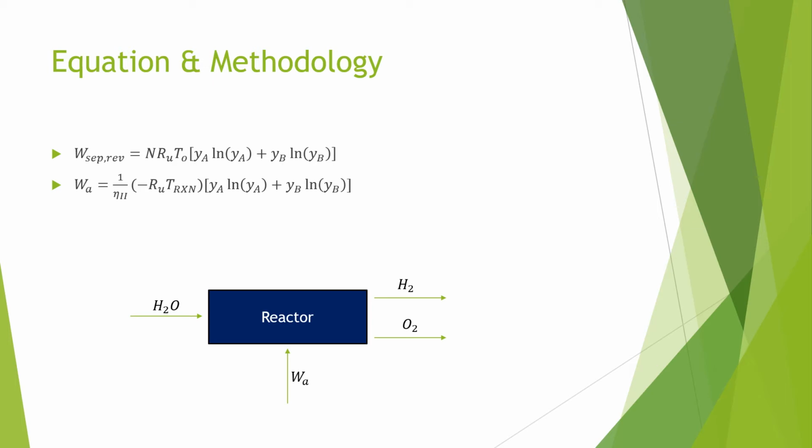Next, we multiply that by the reactor temperature in Kelvin, and then we multiply it by this quantity where Ya is the mole fraction of the first substance, and then Yb is the second mole fraction. Then to find the actual work, we will multiply the separation work by eta, which in this case, eta is 10%.